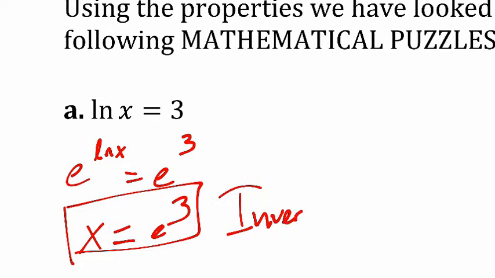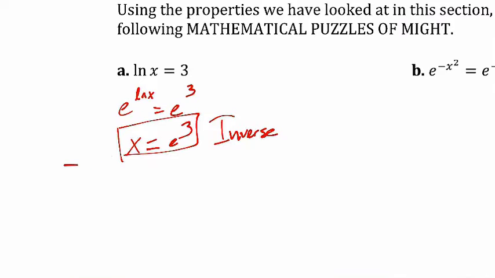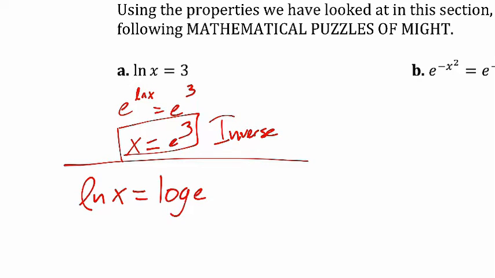Now, if you think about the structure of a natural logarithm, natural log of x is the same as log base e of x equals 3. Now, using what you know about logarithms, if you do e to the third equals x, that's just another way of approaching the same problem. Either way, you get x equals e to the third.